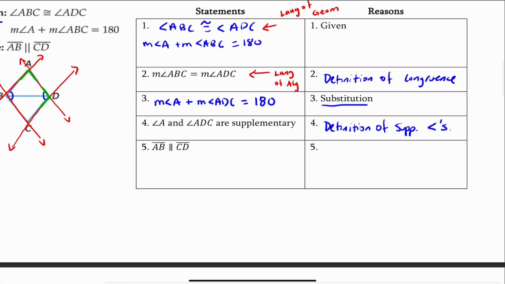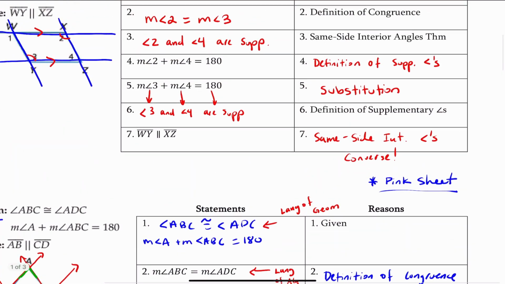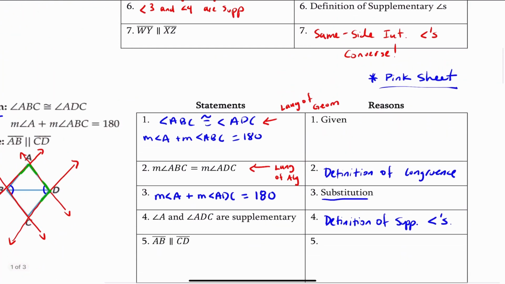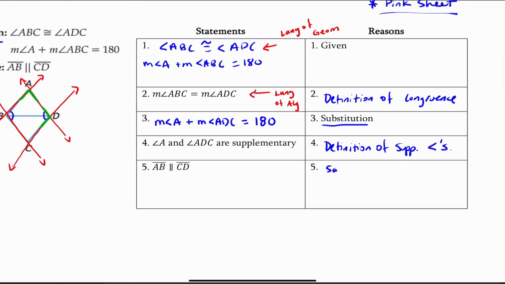So again, this is like the previous proof. Same side interior angles. Wonderful.